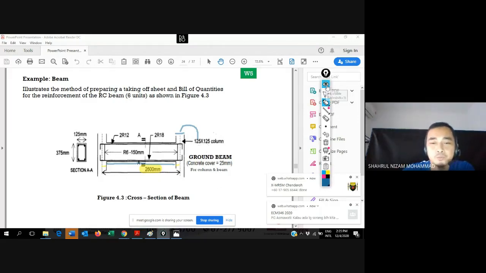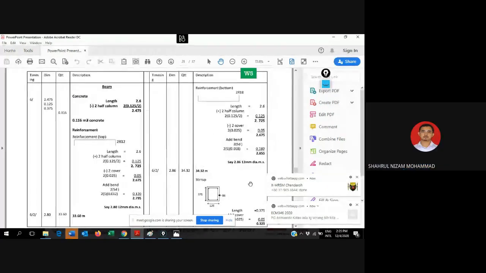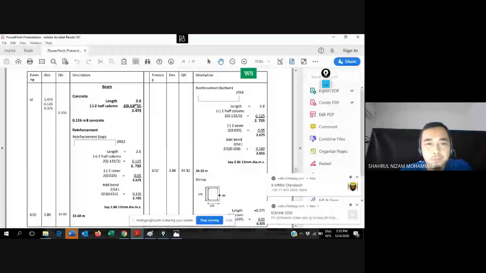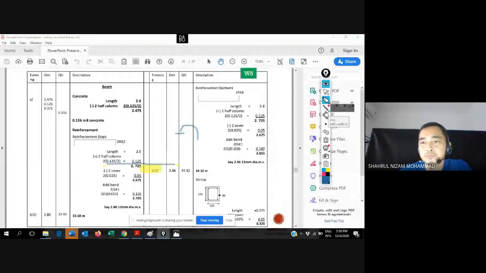So back to the solution, length 2.6. You need to minus with 2 half column. So for half column is 0.125 divided by 2. And then you multiply with 2 because you have 2 half column. Okay. So this value you put inside of your dimension. 2.475 is the length of the beam only, without considering the 2 half column.